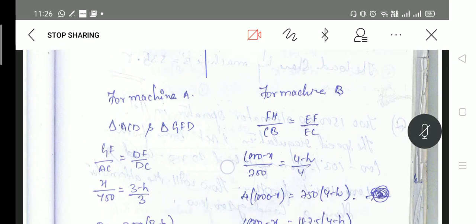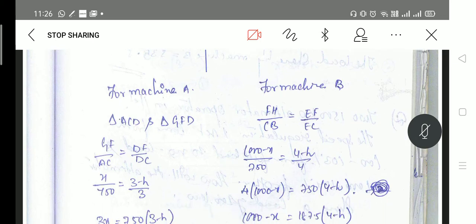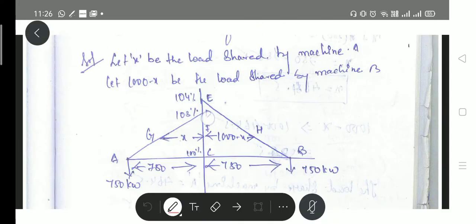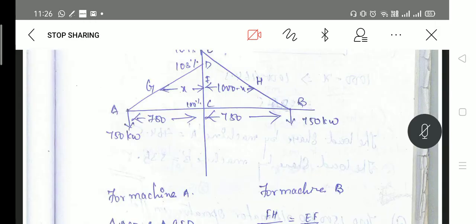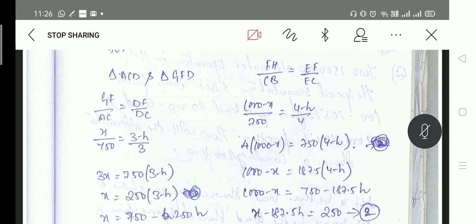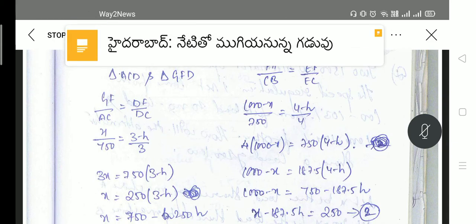DF is 3 minus H. Here, this value I have taken as H. So from here to here is 3, so 3 minus H. The DF value is 3 minus H. So substituting here, X by 750 is equal to 3 minus H by 3.